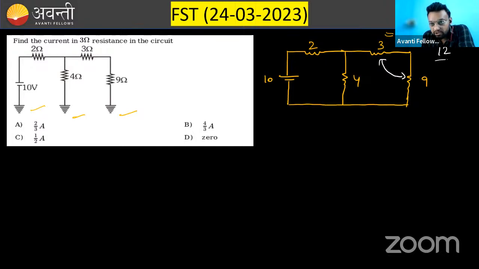This 12 ohm and 4 ohm are connected in parallel. So 12 and 4, it will be 48 by 16, that is 3 ohm. So this is 3 and 2 again in series, so that will be 5 ohm. So R equivalent of this circuit is 5 ohm.